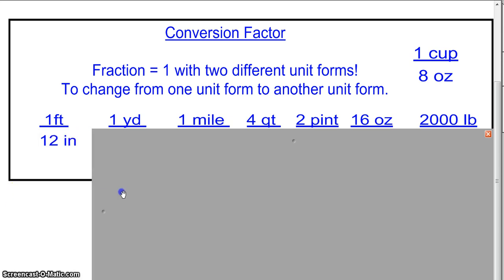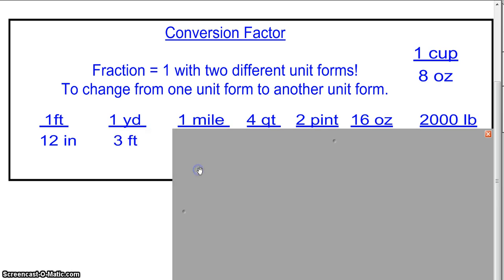12 inches. So there is a conversion factor where we could change from feet to inches, or inches to feet, depending on how we use it. This one would actually be best used for turning inches to feet. You're going to see in a moment. 1 yard is how many feet? Everyone? 3. 3 feet. So there's a conversion factor we could use.